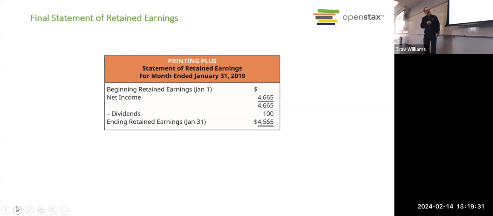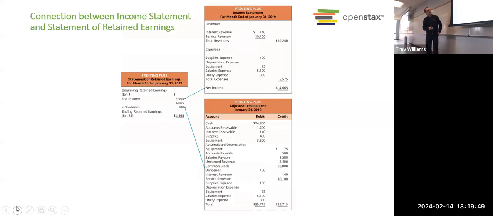And that gives us our ending retained earnings. Okay? So it's a pretty simple formula. Beginning retained earnings plus your net income, or minus your net loss if the company lost money, minus your dividends equals your ending retained earnings. And again, you can see that some of this information came from the trial balance, like dividends, but net income came from the income statement. And that's why we have to make the income statement first before we can make the statement of retained earnings, because we need to know that net income.